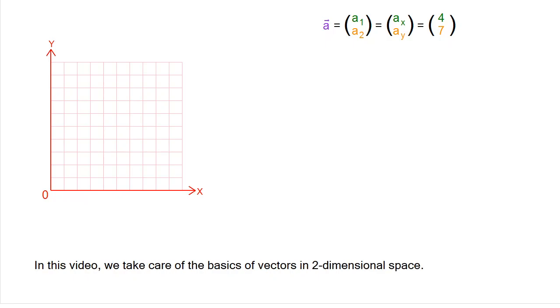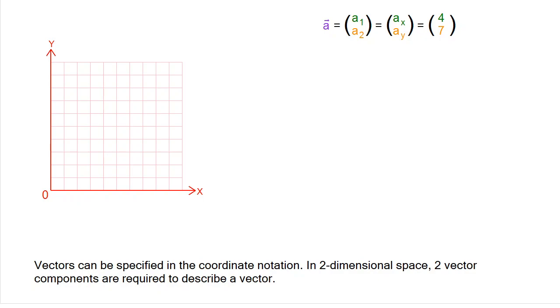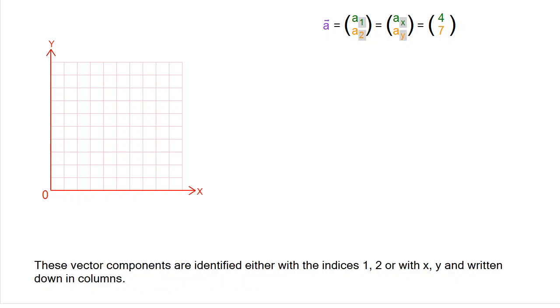In this video, we take care of the basics of vectors in two-dimensional space. Here we describe the vector A, which is drawn in purple. Vectors can be specified in the coordinate notation. In two-dimensional space, two vector components are required to describe a vector. These vector components are identified either with the indices 1, 2 or with x, y, and written down in columns.